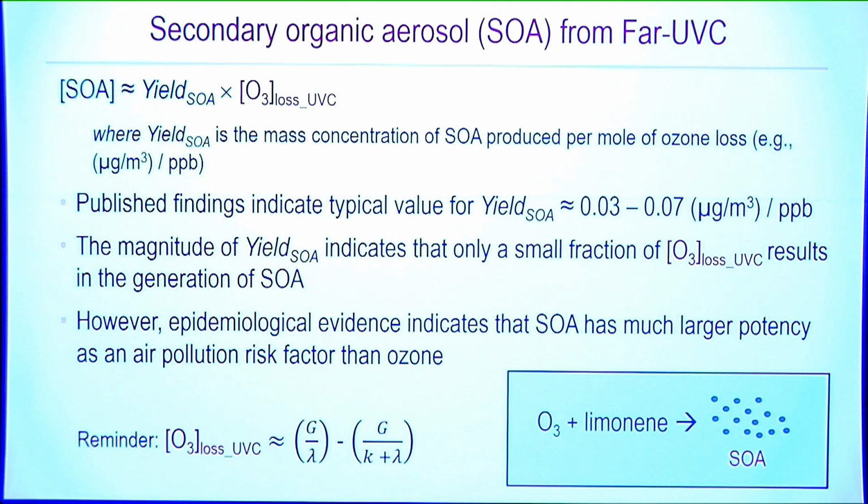The literature suggests that yield SOA is in the range of 0.03 to 0.07. It's relatively small. Only about 3 to 7% of this ozone loss is resulting in secondary organic aerosols. But it's of concern because the epidemiology tells us that the secondary organic aerosols have much larger potency than ozone itself. Paula showed this in her presentation that kicked things off on Wednesday.